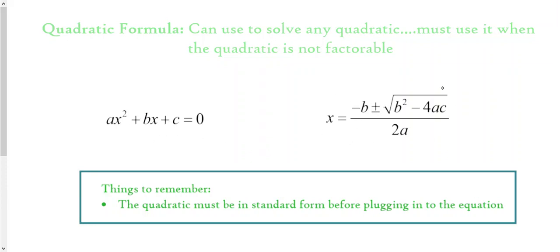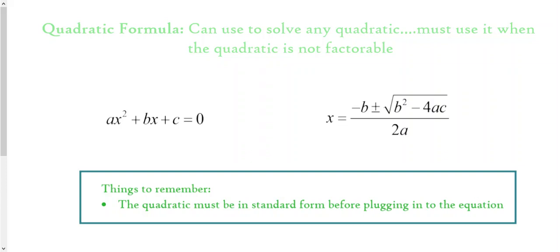Our quadratic formula is over here. It's x equals negative b plus or minus the square root of b squared minus 4ac, all over 2a. You do not have to memorize this. It will always be given to you.